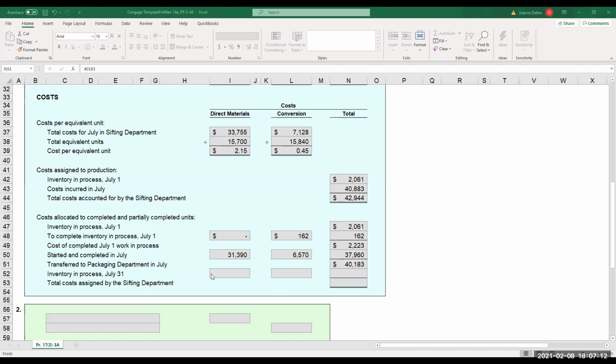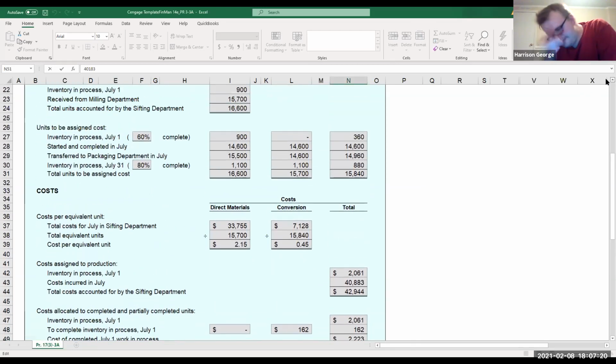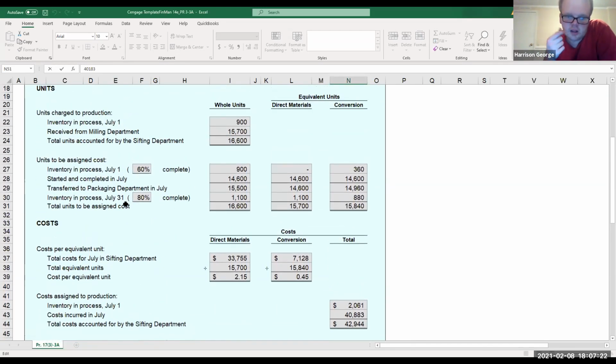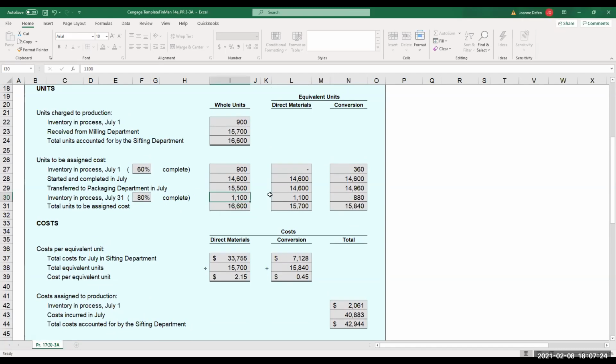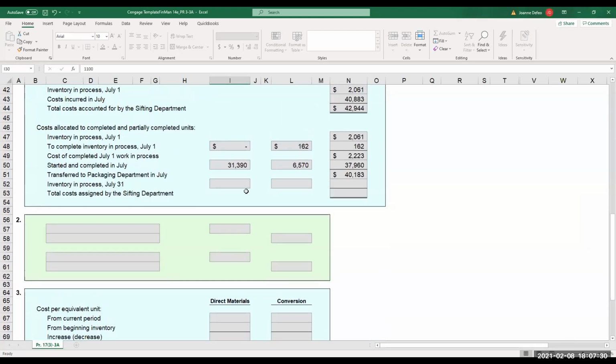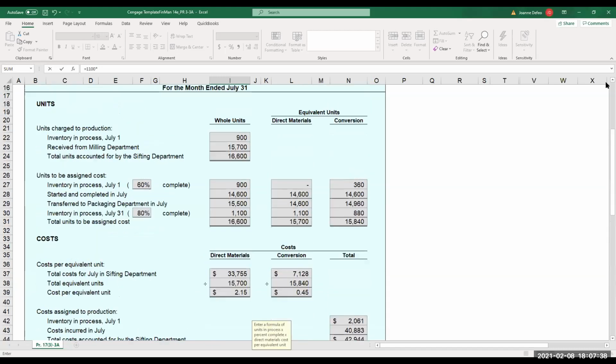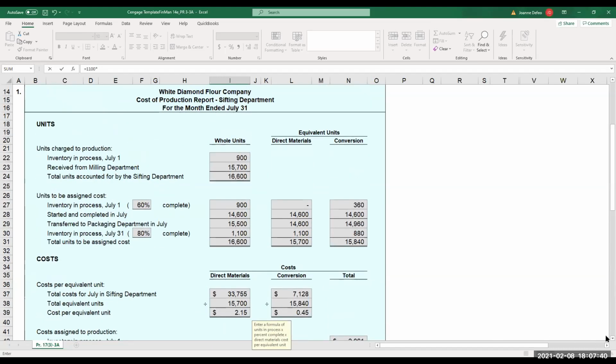So now here, the ending inventory, we're going to see what the inventory at the end of the month is. So we have 1,100 whole units. Okay, so it should be equal 1,100 times, what am I going to times it by? Am I going to times it by 215 or 45 cents?